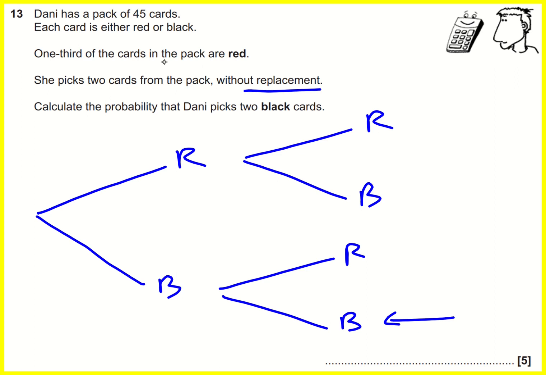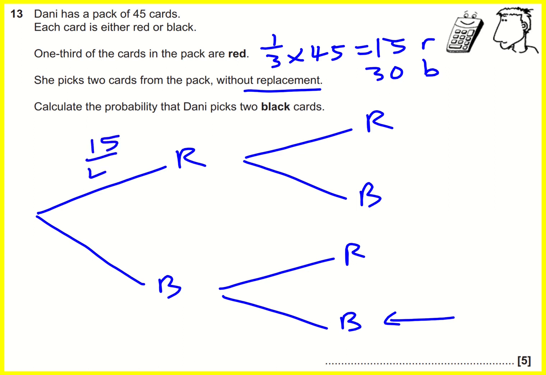Now, 1/3 of the cards in the pack are red. So if I do 1/3 times 45, I get 15. I see that there's 15 red cards, and therefore there's going to be 30 black cards. And at this point, it's up to you. You can write 1/3 here for the probability, but I'm going to write 15 out of 45 because then I've got how many there are, because it's going to change the second time around. And this one's going to be 30 over 45.